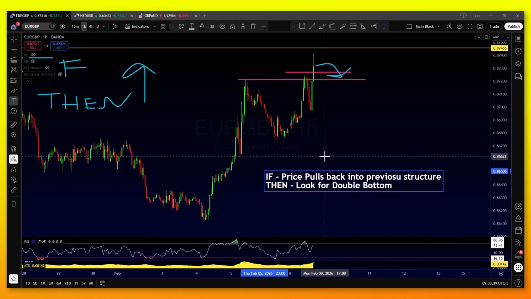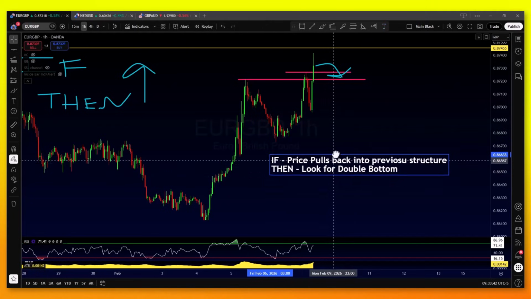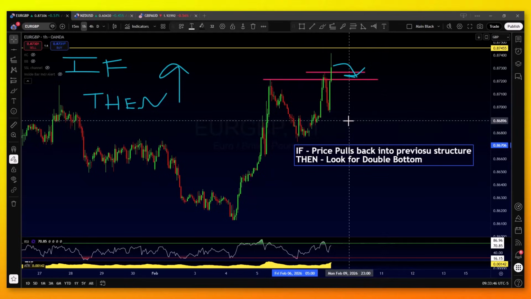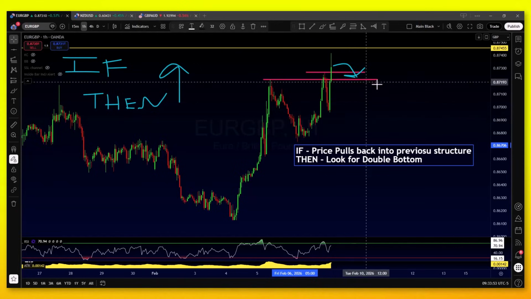double bottom, right? So guess what we did right here, guys? We decided in our plan. Now our job is simple. What is the next step in our job as traders?